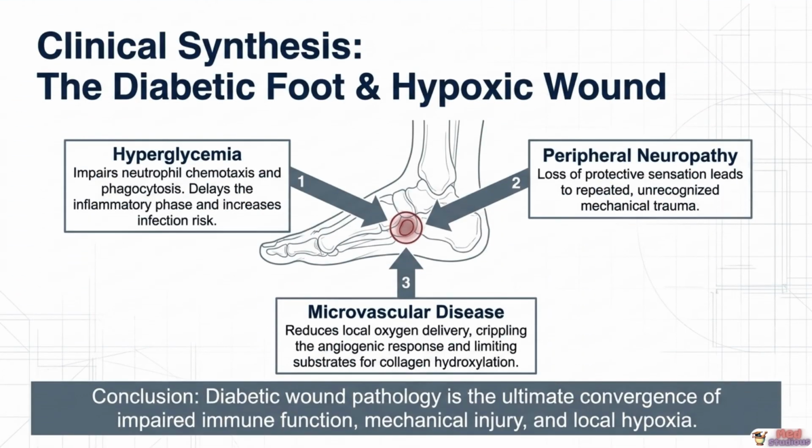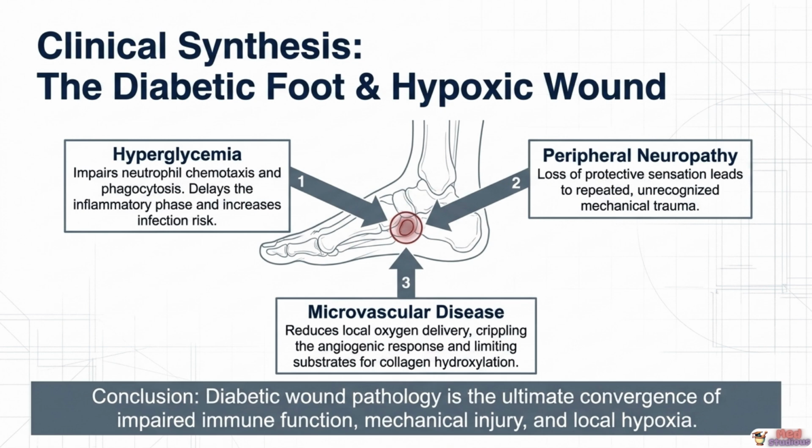The diabetic foot ulcer is the ultimate clinical synthesis of everything covered in wound healing, and it is one of the most commonly tested chronic wound scenarios on board examinations worldwide. It demonstrates how multiple simultaneous pathological processes converge to create a wound that the body is biologically incapable of healing without external intervention. 3 distinct mechanisms operate in parallel.